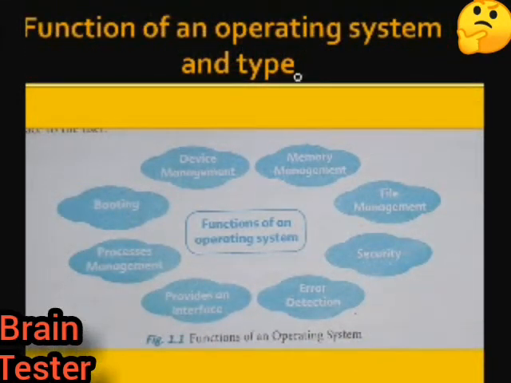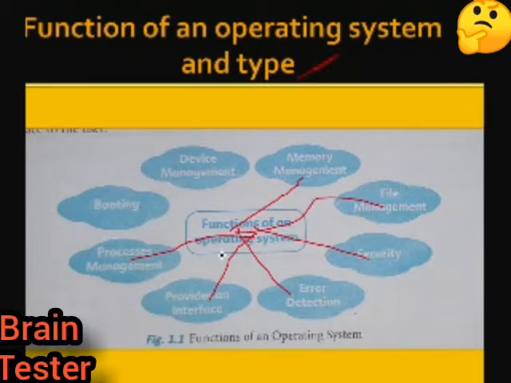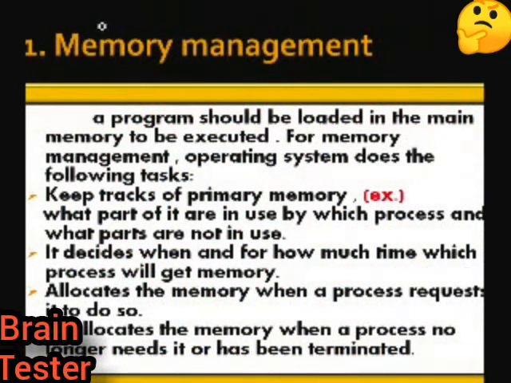Next are the functions of an operating system. We will learn about the functions and their types. There are 8 types of functions of an operating system. The first one is memory management. The second is file management, then security and error detection, process management, booting, device management, and so on. These are the 8 items. We will learn every function one by one.